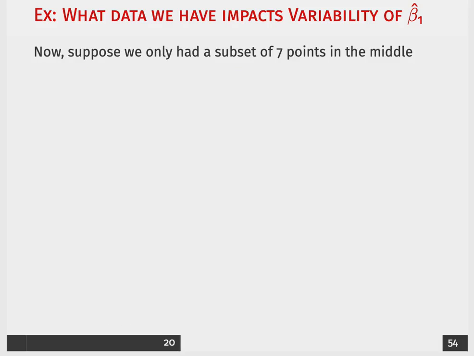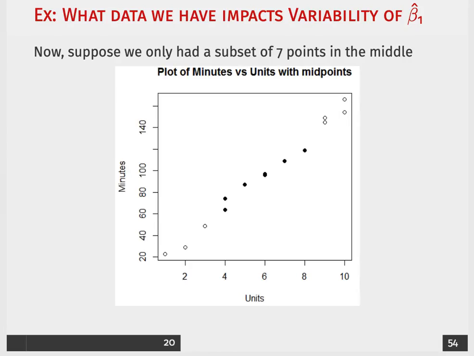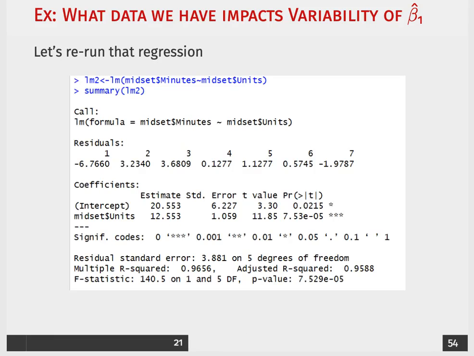So now suppose that we only have 7 points, but they're in the middle this time. And here you can see which ones we're using. Now, let's go ahead and run the same regression. What do you think is going to happen to the results? And how do you think the results are going to change? So we can see here our estimate of the slope of the fitted line has definitely changed. It's now 12.55, and the standard error has increased to 1.06.